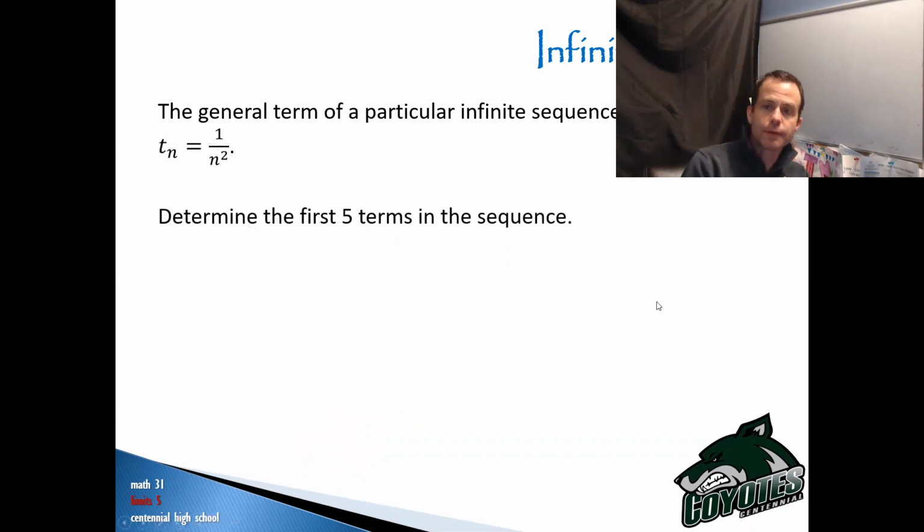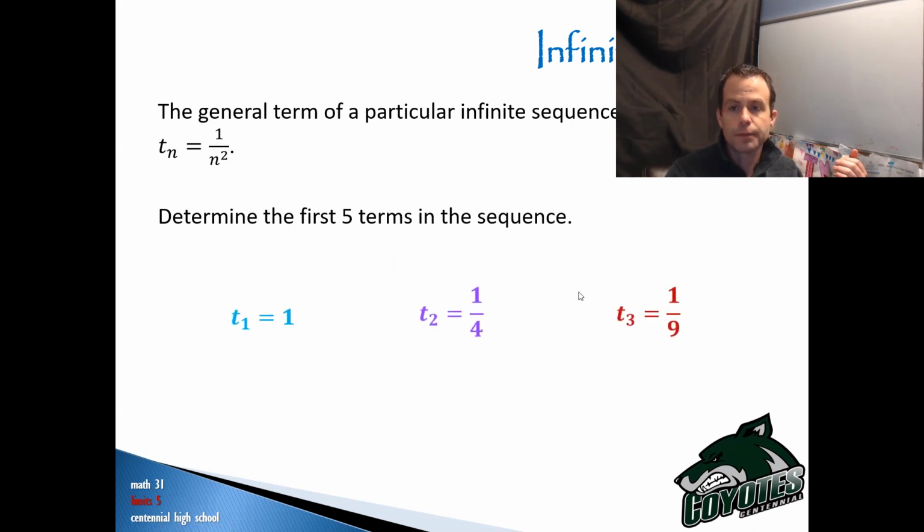The general term of a particular infinite sequence is defined as t of n equals 1 over n squared. Determine the first 5 terms in the sequence. So again, you're going to plug 1 in for n, 2 in for n, 3 in for n, 4 in for n, 5 in for n. We will get 1, 1/4, 1/9, 1/16, and 1/25. Okay? Go ahead and graph that for me.